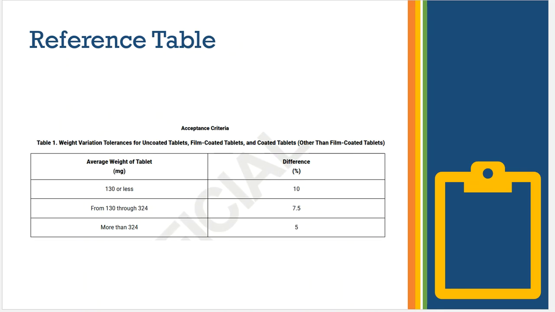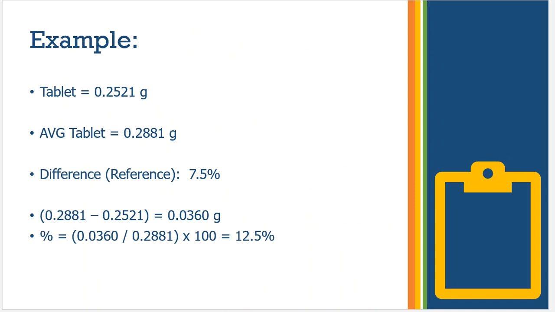All right, so let's do an example problem here, and let's see what we're working with. Let's say that our tablet here that we've measured out, our individual tablet, is 0.2521 grams. This is our tablet, the OG tablet that I have weighed on a balance. And let's say that I did 20 of these, and let's say that the average of that 20 ends up being 0.2881. There we go. This is the average of all 20. I've got to compare these two things together, right?